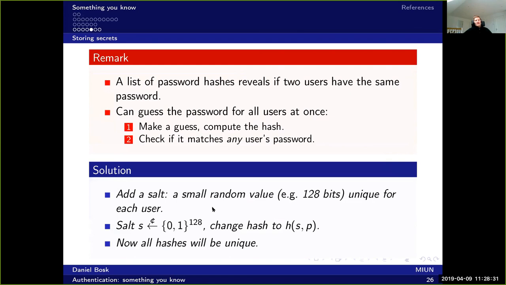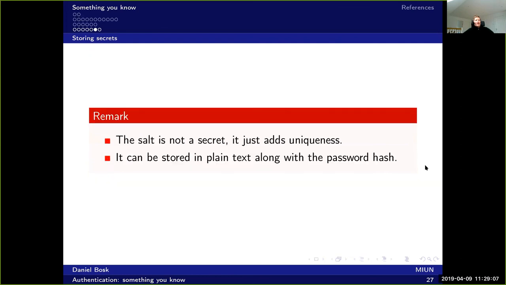So once we've added salt, then all hashes will be unique, no matter if the passwords are the same. So this will force the adversary to guess for each user. It also prevents a lot of other techniques like rainbow tables, where you pre-compute a lot of these things, because the 128 bits of salt will explode the space needed for storing all of this. As I said, the salt is not secret. It simply adds uniqueness to each hash, and it can be stored in plain text along with the password hash. So nothing secret about the salt.